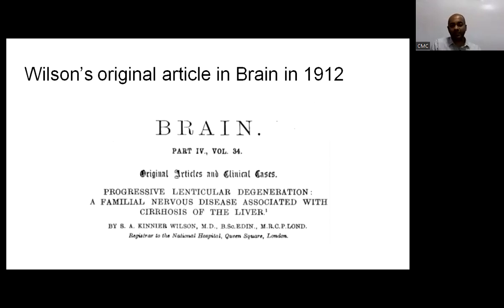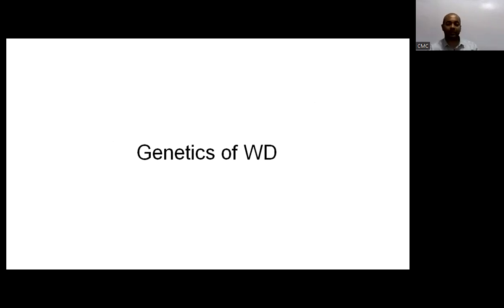Wilson disease was first described in the original article written by Dr. S.A.K. Wilson in Brain, 1912, where he described cases with progressive lenticular degeneration and liver cirrhosis.